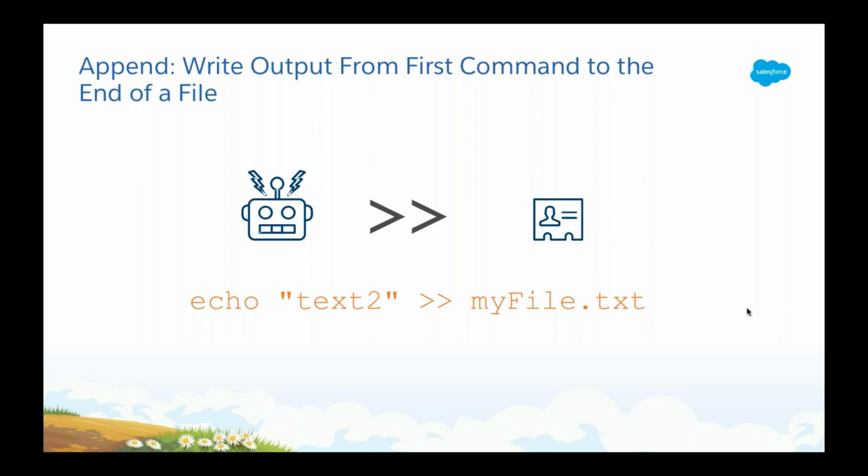So in this case, if I echo text2 to my file, that's going to append everything that's in text2 to the end of my file, which, if you remember the first one, has the content of text1. So my file will now have text1 and then text2 at the end.